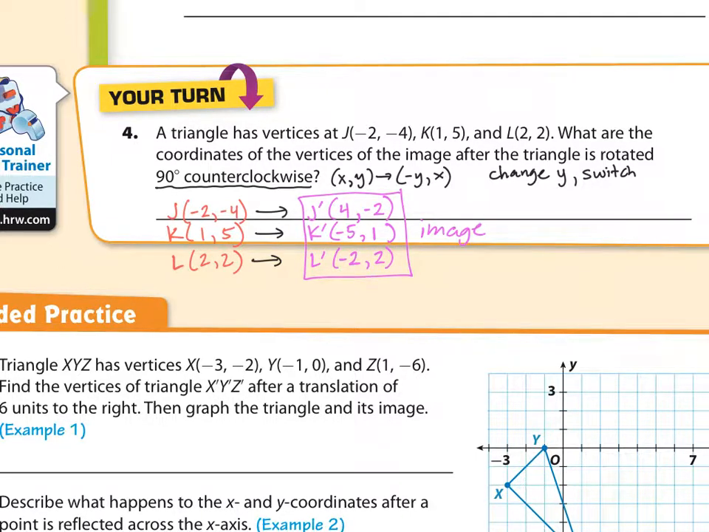Again, just like I mentioned with the reflection, if you don't believe me that this always works, plot the points of J, K, L, and then do J prime, K prime, L prime. It is a rotation 90 degrees counterclockwise from the pre-image to the image.